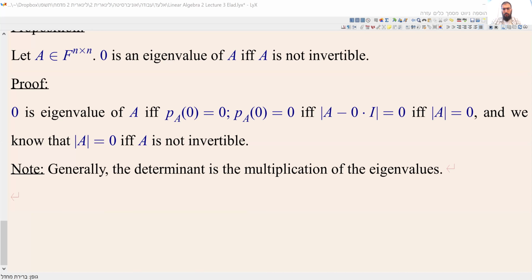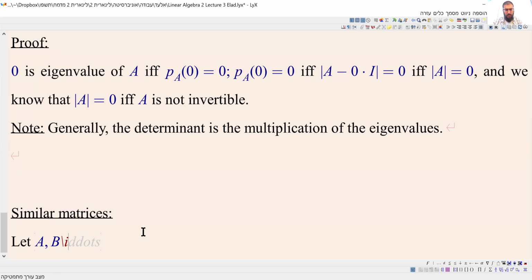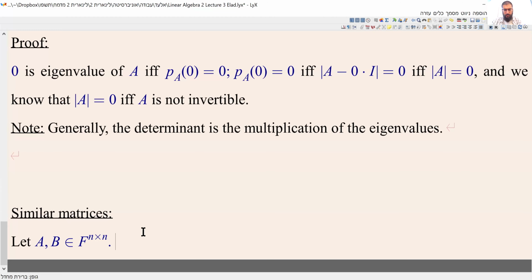Let's start the next subject. It's still connected to the subject of eigenvalues, etc. We call it similar matrices. So let A and B in F on M be two matrices. The definition is a bit weird, but as we walk through the material, we'll see why. A and B are called similar.